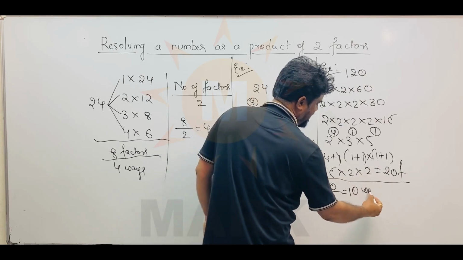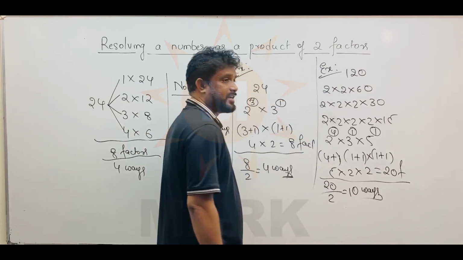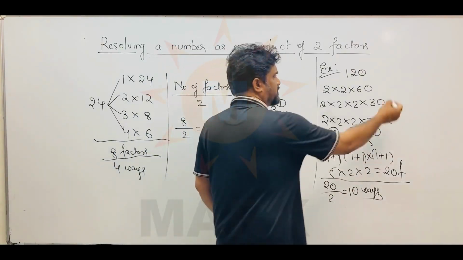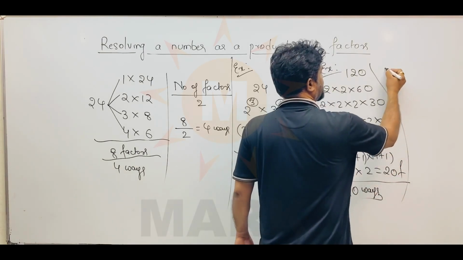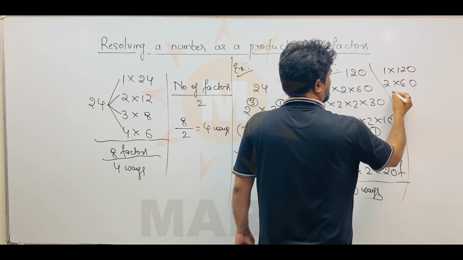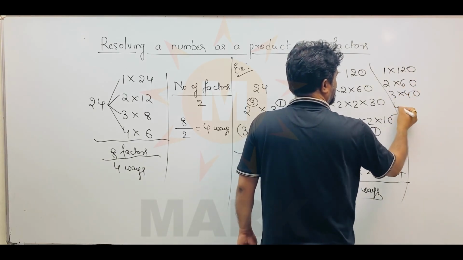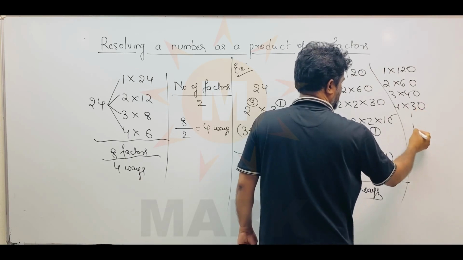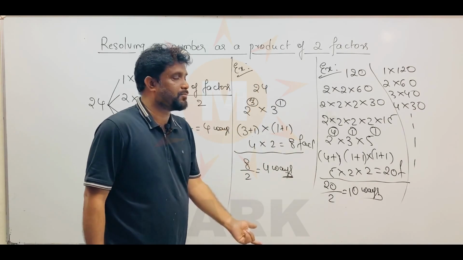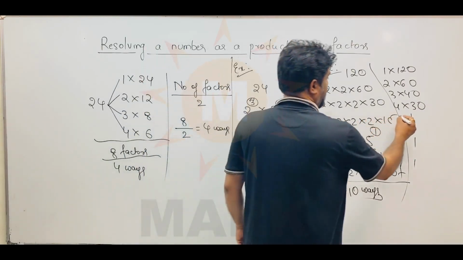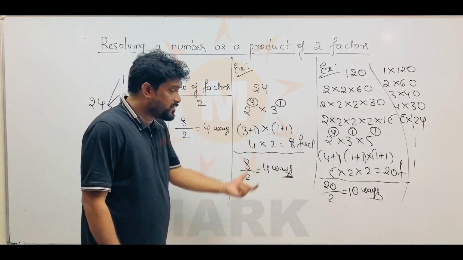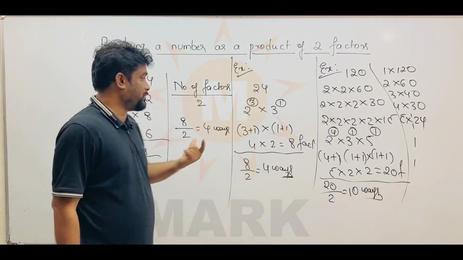In 10 ways I can write 120 as a product of two numbers. Suppose if you take like this, we can write 120 as 1 into 120, 2 into 60, 3 into 40, 4 into 30, etc. If you go like that, you will get 10 pairs. You will get 10 forms, right? Further we can go 5 into 24, etc. So in 10 ways we can write 120 as a product of two numbers.